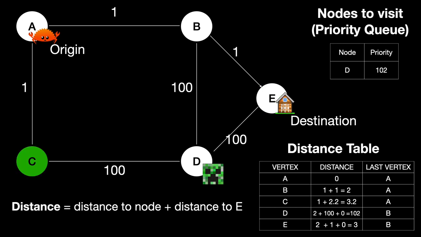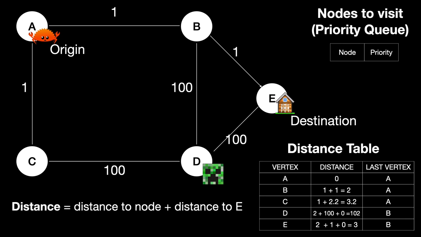Deja vu, the same thing happens with C. The new distance to D will be higher than the current distance, so we throw it away. Let's move on to D. Same deal with D. There's nothing to update because the distances will be higher than the current values. The queue is empty, which means that our distance table is complete.